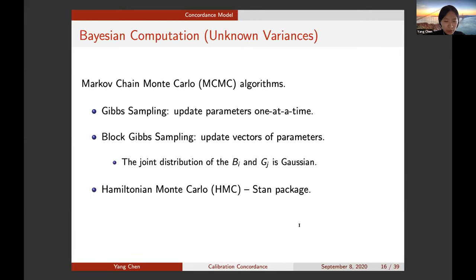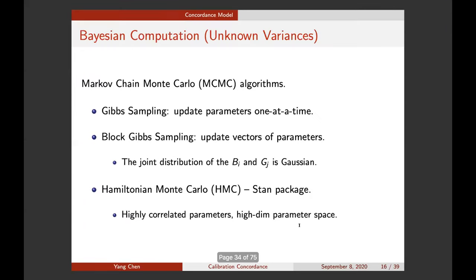And also we could do this new technique called Hamiltonian Monte Carlo, and we can implement this in the Stan package. The benefit of doing this Hamiltonian Monte Carlo is, as I explained, the Bi and Gj are highly correlated with each other, and the posterior contours can be elongated, and for this type of posterior contours, the Gibbs sampling is not really efficient.